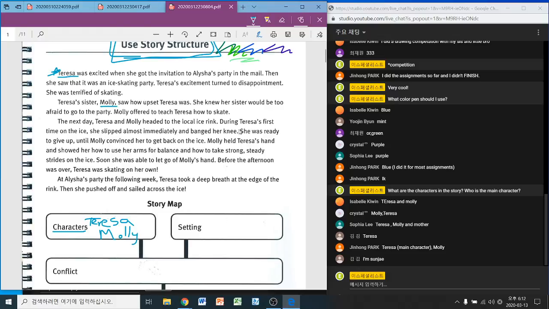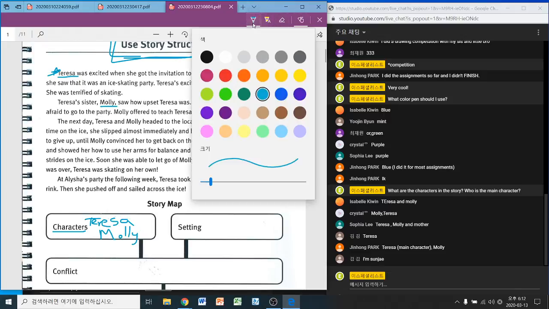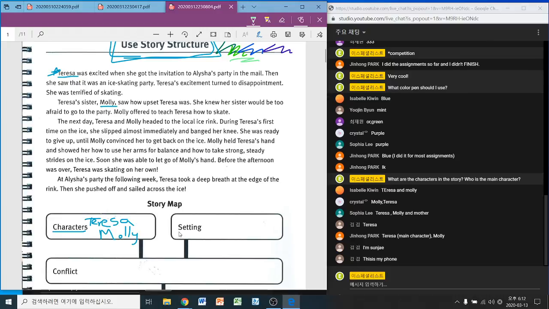Okay. Pretty straightforward. I use the next color for setting. So Katie suggested mint, so we'll do setting with mint. Ah, that's your phone, Sunjae. Tricky, using 2 different devices. Setting, what is the setting of the story? What are the settings of the story?